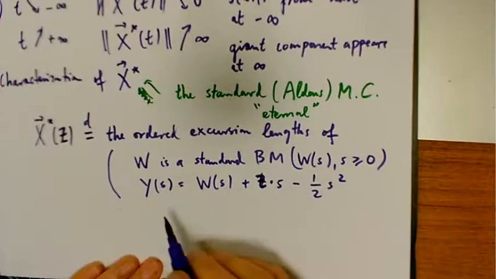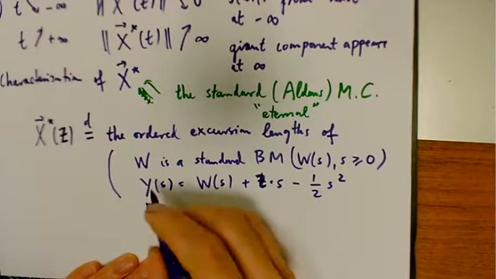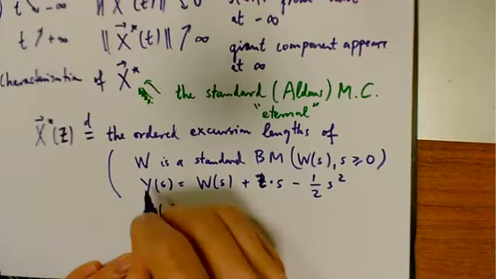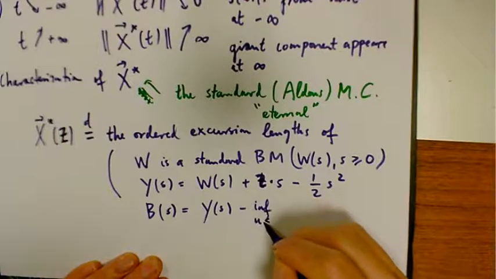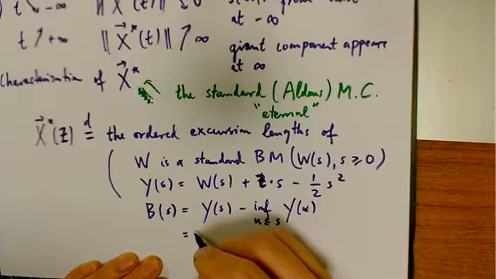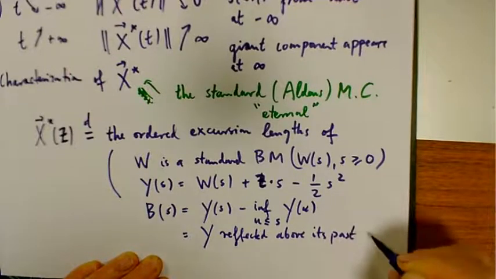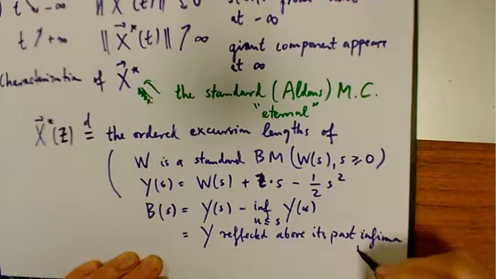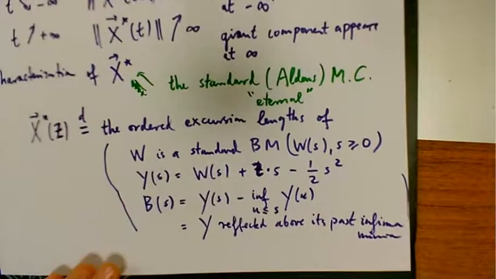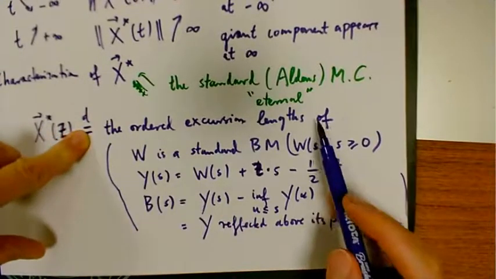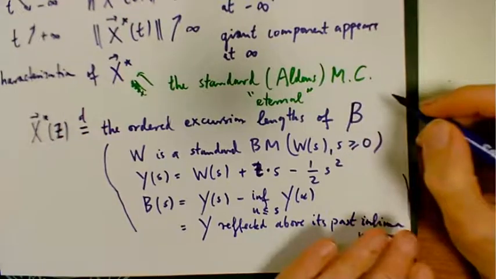And then for X star Z, now there is a reflected process. Usually it is called B, with some notation. So B_s is Y reflected above its past minimum. So this is Y of s minus the infimum over u less or equal to s of Y of u. So this is Y reflected above its past minima. Y is a continuous process, so it is the same. This is a digression, and now X star Z are the ordered excursion lengths of B above 0, from 0.